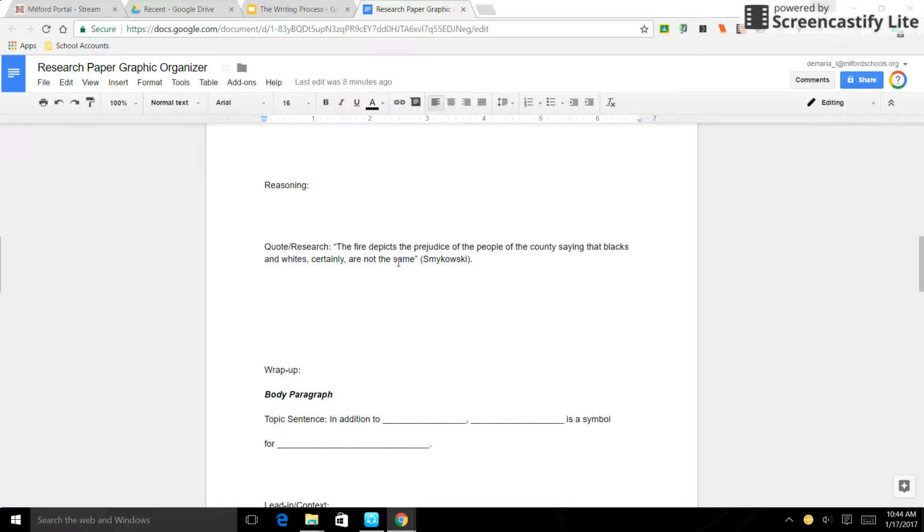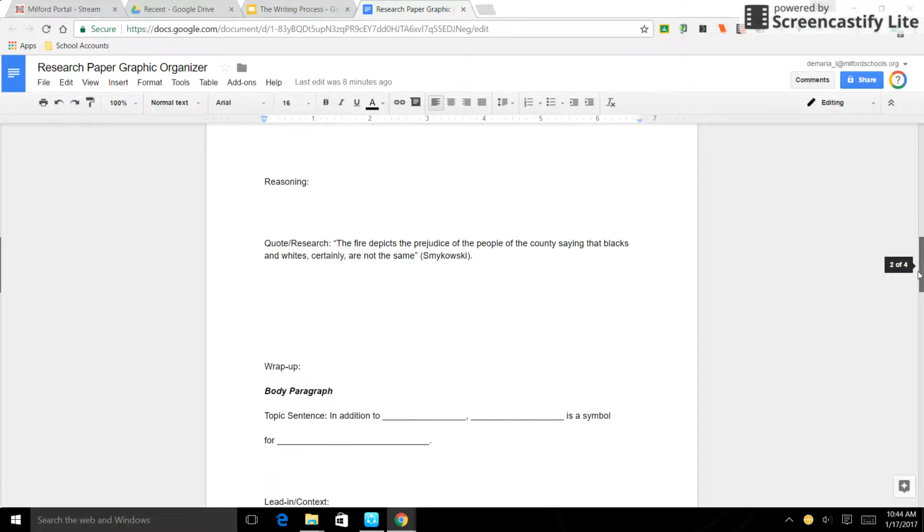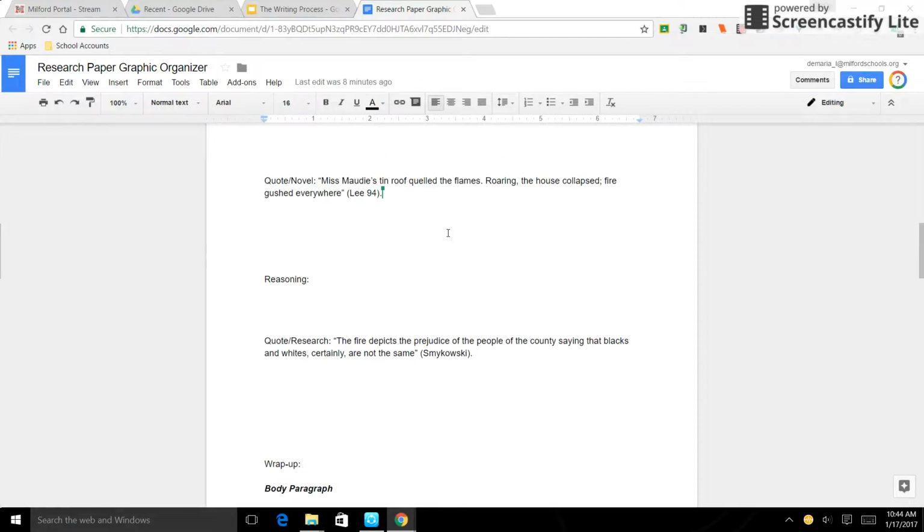So again, I'm looking for a really strong quote that talks about the fire. Since our quote from the research is about the fire, our quote from the novel needs to be about the fire too. So after you find your quote from the research, you're going to come up here to where it says quote/novel. And I found one from the book. It says, "Miss Maudie's tin roof quelled the flames. Roaring, the house collapsed. Fire gushed everywhere." So this talks again about the fire at Miss Maudie's house, whereas the quote from the research talks about what that fire symbolizes. These two go together quite well.